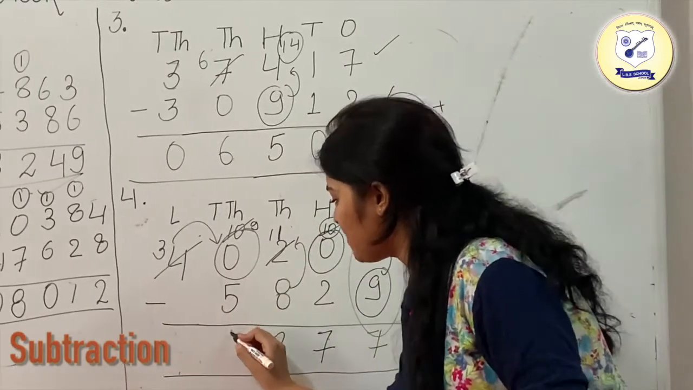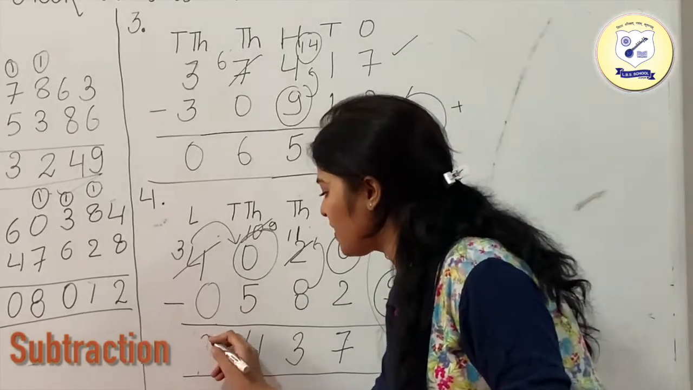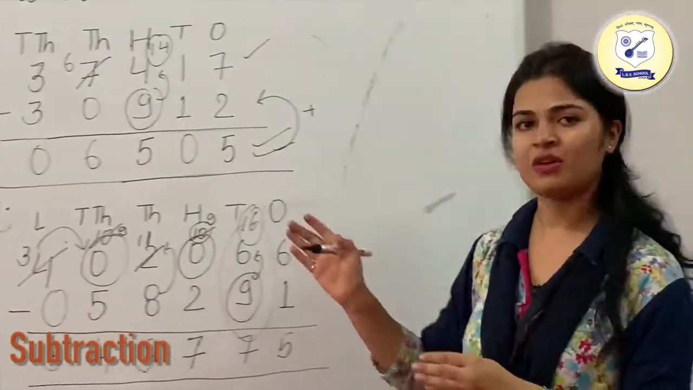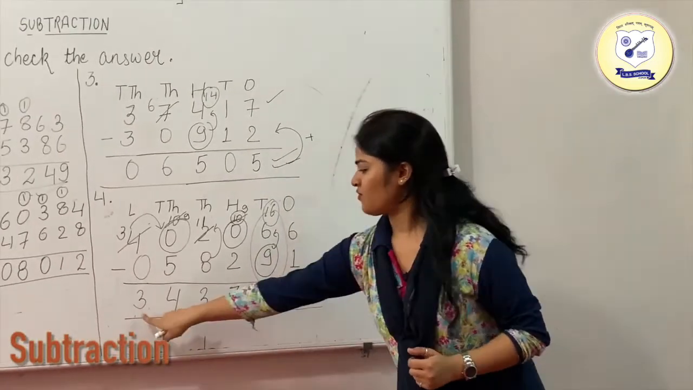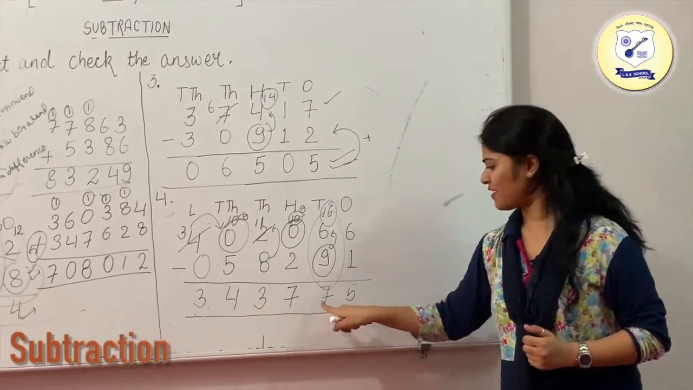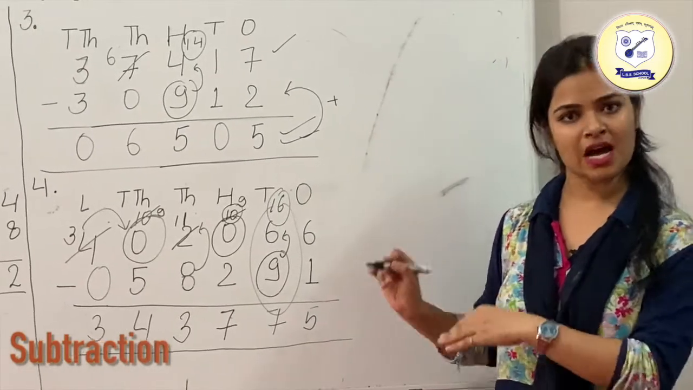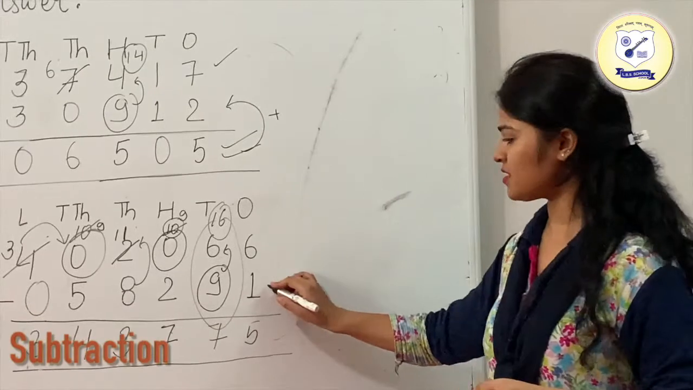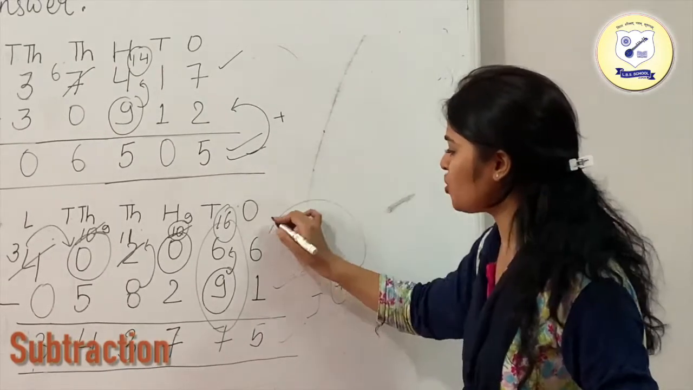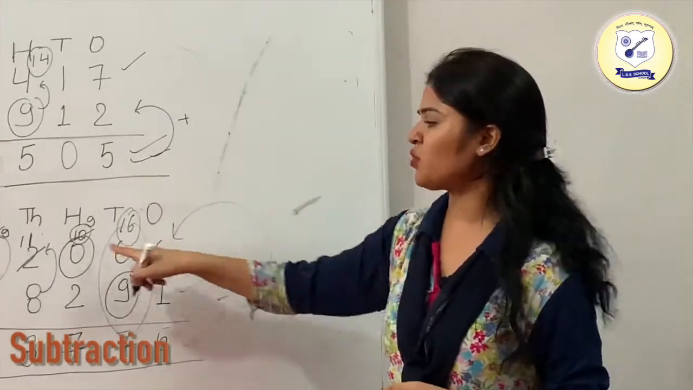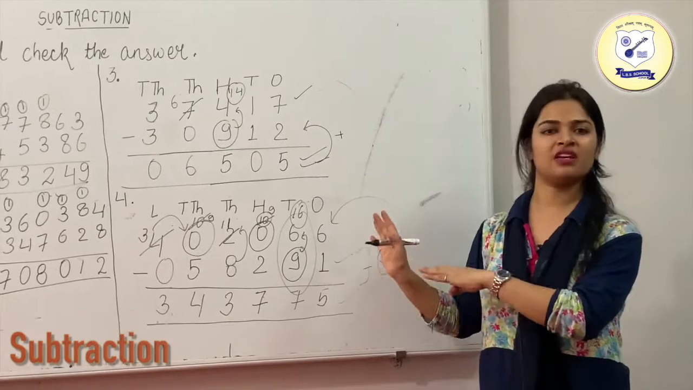9 minus 5 is 4. And 3, since we are not having any number over here, so we will consider it to be 0. So 3 minus 0 would be your 3. So this is your final answer, which is 3,43,775. What you need to do at your home is, you need to check the answer of this. This is your difference, this is your subtrahend. Just add these two numbers, and the addition of these two numbers should be equal to your minuend. Okay. If the answer is correct, that means you have done the solution correct.